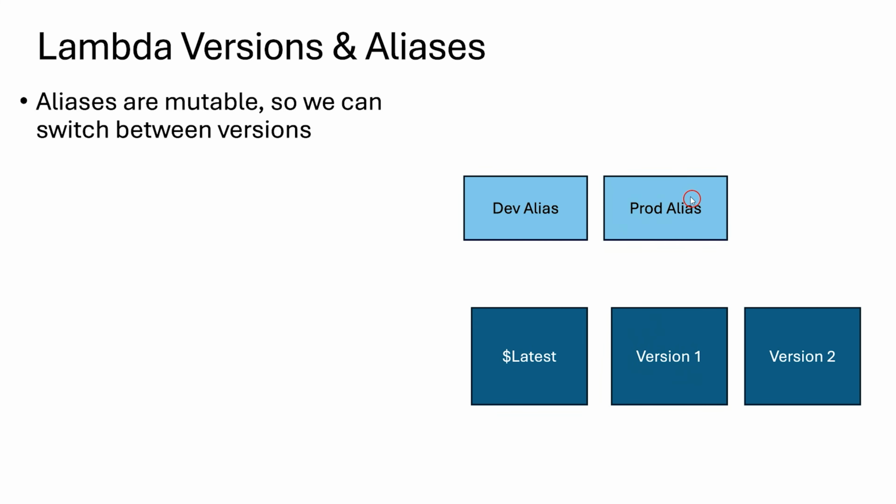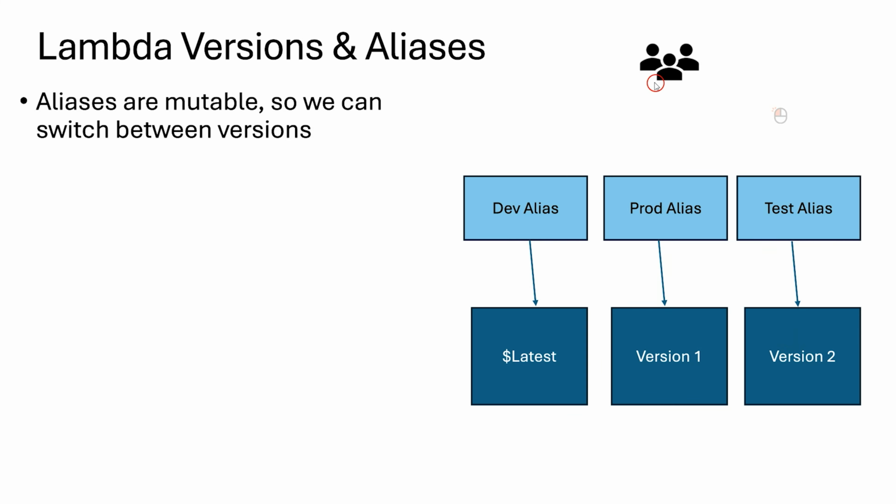Version 1 is the prod alias because this version 1 is used by the external users or clients, and version 2 is the test alias, that is future production, they are testing it. If it is bug free only, they will point to the prod alias. Now we have three aliases and three versions, and we are pointing the dev alias to latest, the prod alias to version 1 and the test alias to version 2. End users use the prod alias only, because customers want stable code, not buggy code.